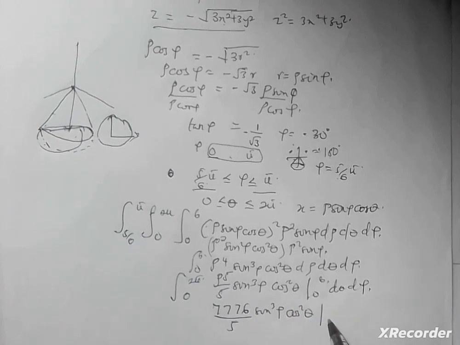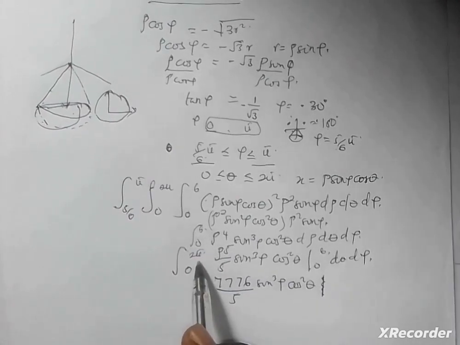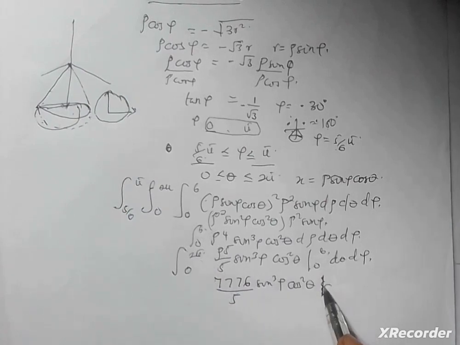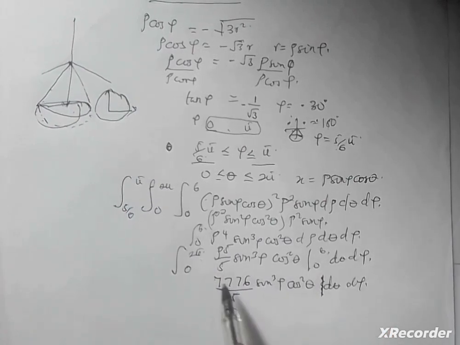The next thing I'm going to do is integrate with respect to theta. That will be my second integral. When I integrate this with respect to theta, I have cos squared theta. So if you have cos squared theta, how are you going to simplify this?